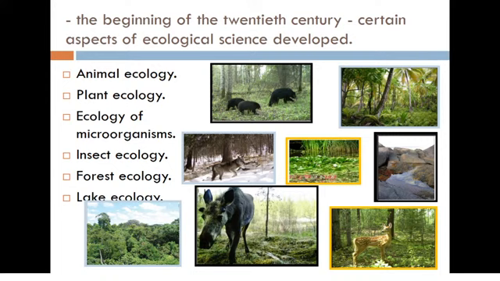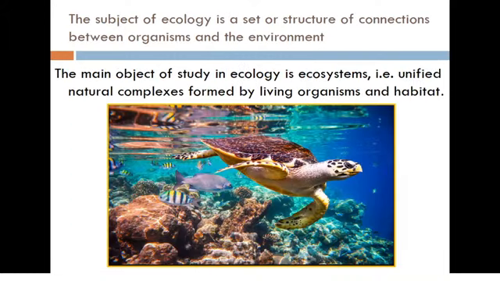In this picture, you can see different directions of ecology, types of ecology. It is animal ecology, plant ecology, ecology of microorganisms, insect ecology, forest ecology, and lake ecology. The main object of study in ecology is ecosystems, a unified natural complex formed by living organisms and habitat. But the subject of ecology is a set, or a structure, of connections between organisms and the environment.